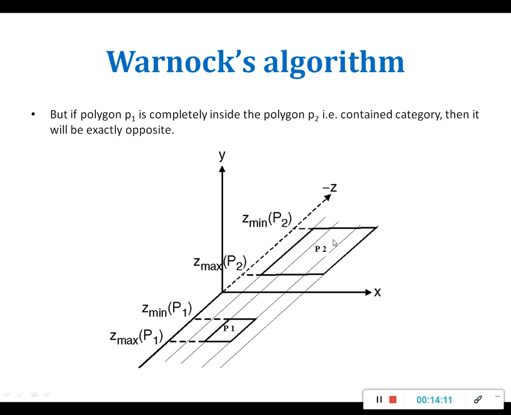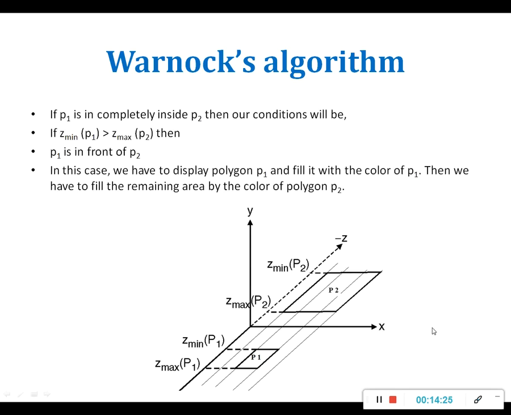That is the content category we can have. It means we can see P1 and also some portion of P2, right? This is exactly the opposite category of the previous one. Here P1 is completely inside of P2, so we can see P1 and some portion of P2 also. So this is what we call the content category.